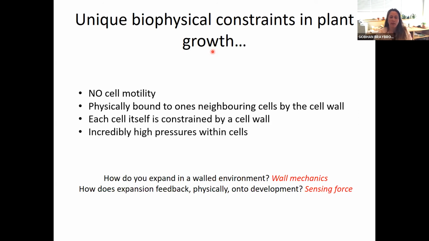So what this gives us are two questions that we'll look at right now. Well, how do you expand when you have a cell wall around you? And we're going to look at wall mechanics. And then at the end, I'm going to give you just some tastes of how the change in cell expansion or cell shape in one cell might feed physically into other cells around it. So how might force be sensed? If you think one cell's growing, it's going to exert some forces on the cells around it. Well, what does that do, and how might that be sensed by neighboring cells?